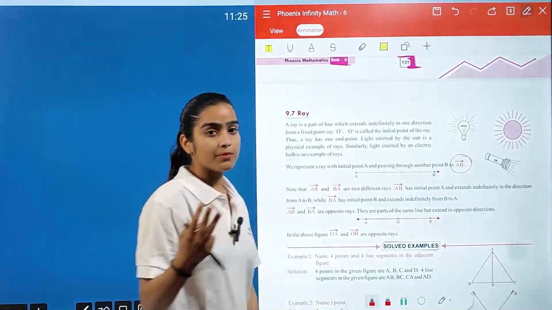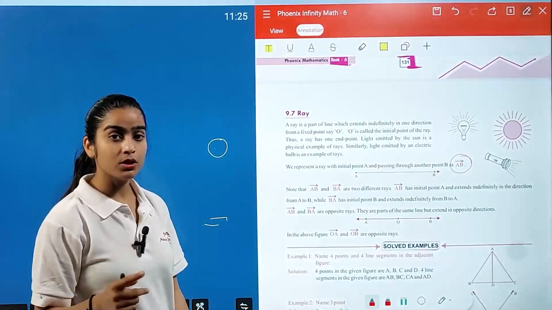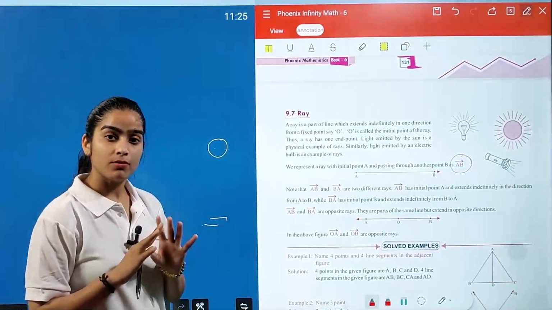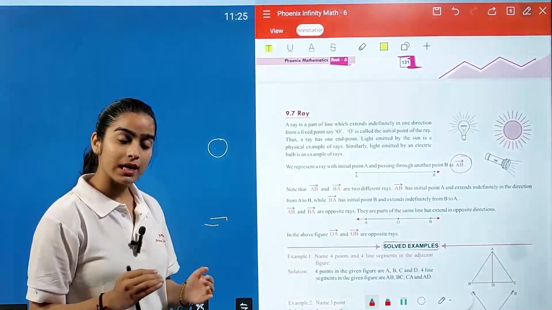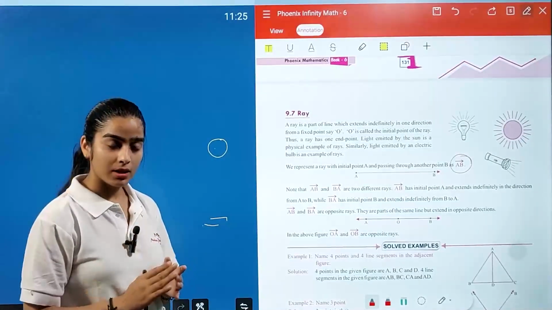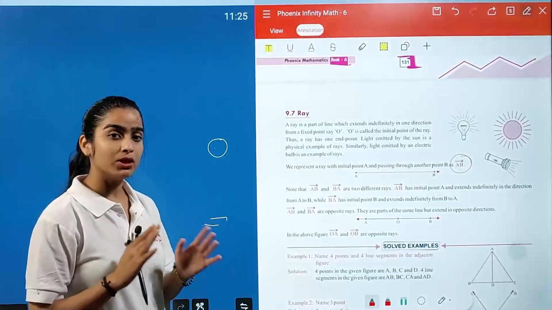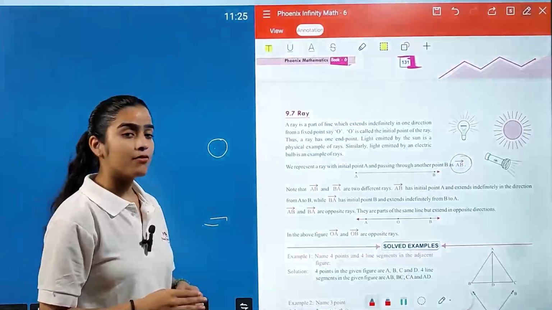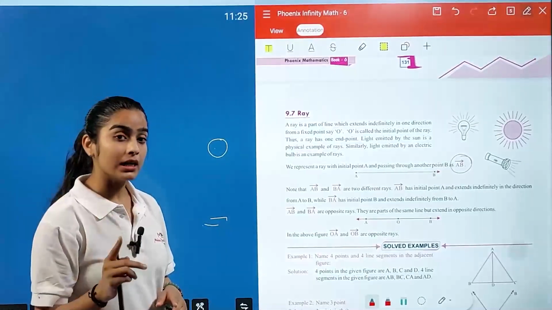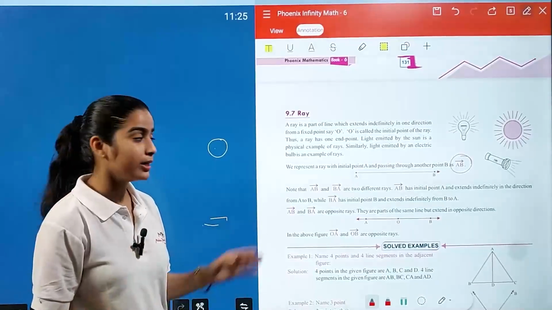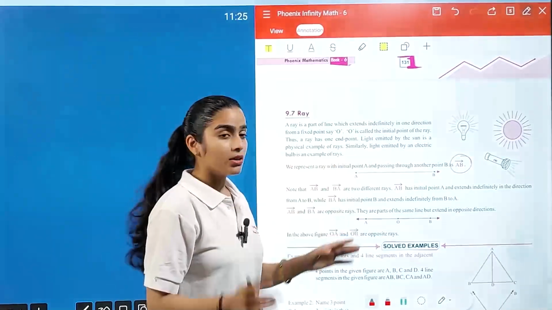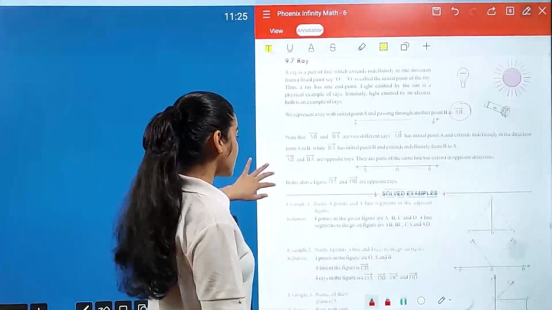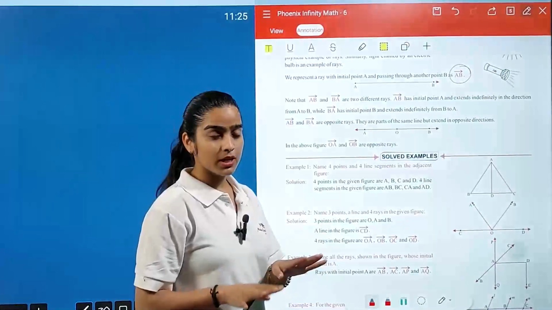So we have three types of lines till now which we understood. The first one is the line, where we have arrows on both sides. Next we have the line segment, where we have a starting point and an ending point, and we cannot extend it indefinitely. And then we have the ray, where we have only a starting point and no end point, and we can extend it in one direction indefinitely. So I hope these three are clear to you.